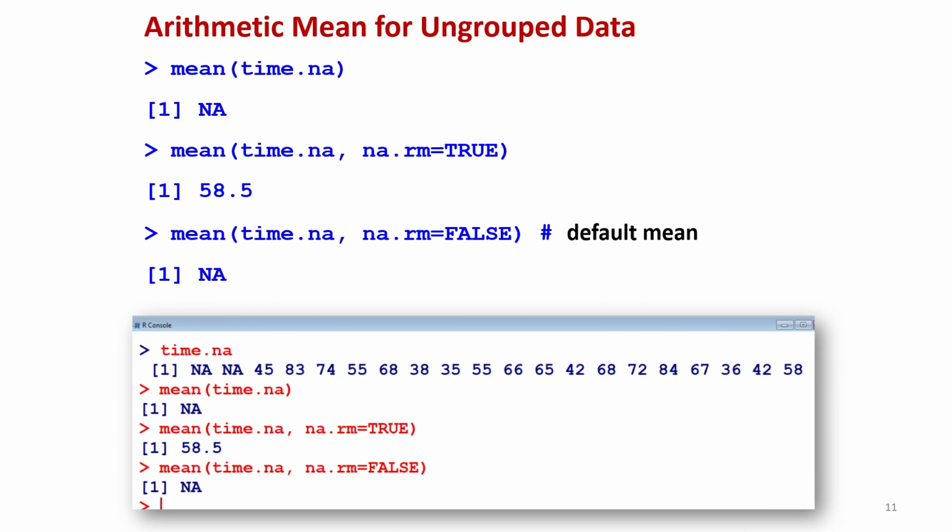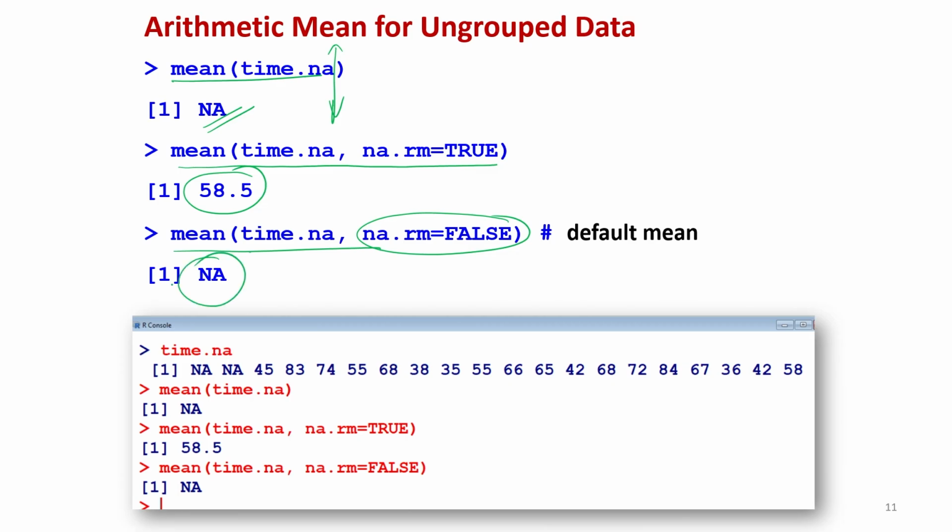Now, in case you try to operate the command mean over this time.NA, then you will get only NA. And in case you use mean of time.NA with na.rm equal to TRUE, then you will get the value 58.5, right. In case you use mean of time.NA and then na.rm equal to FALSE, which is the default actually, in the first case I am not using any na.rm, but na.rm equal to FALSE is the default option. Then this value will come out to be NA.